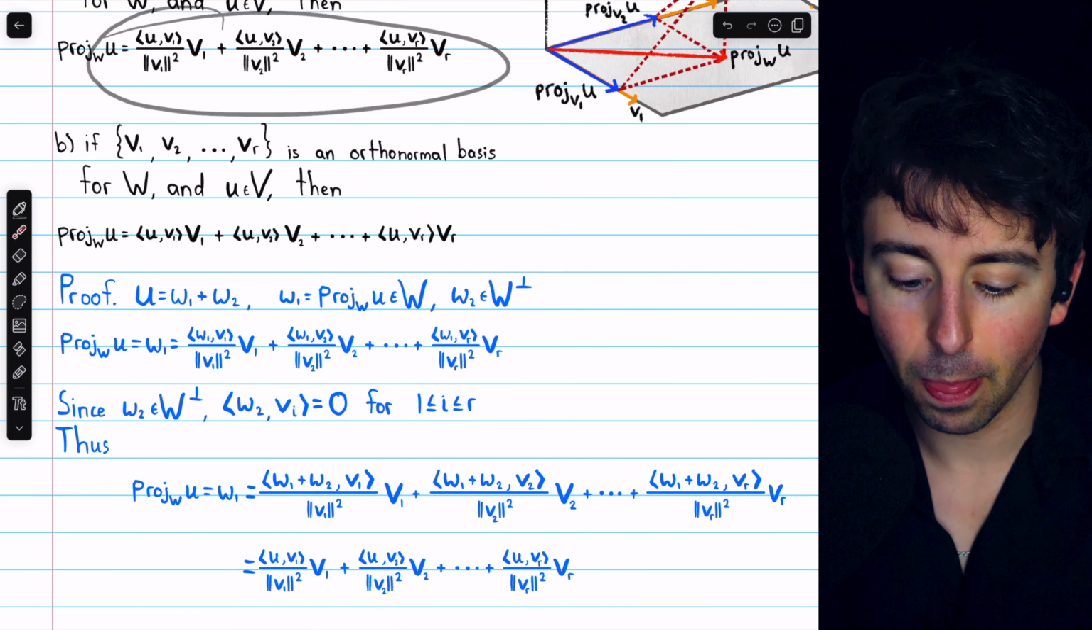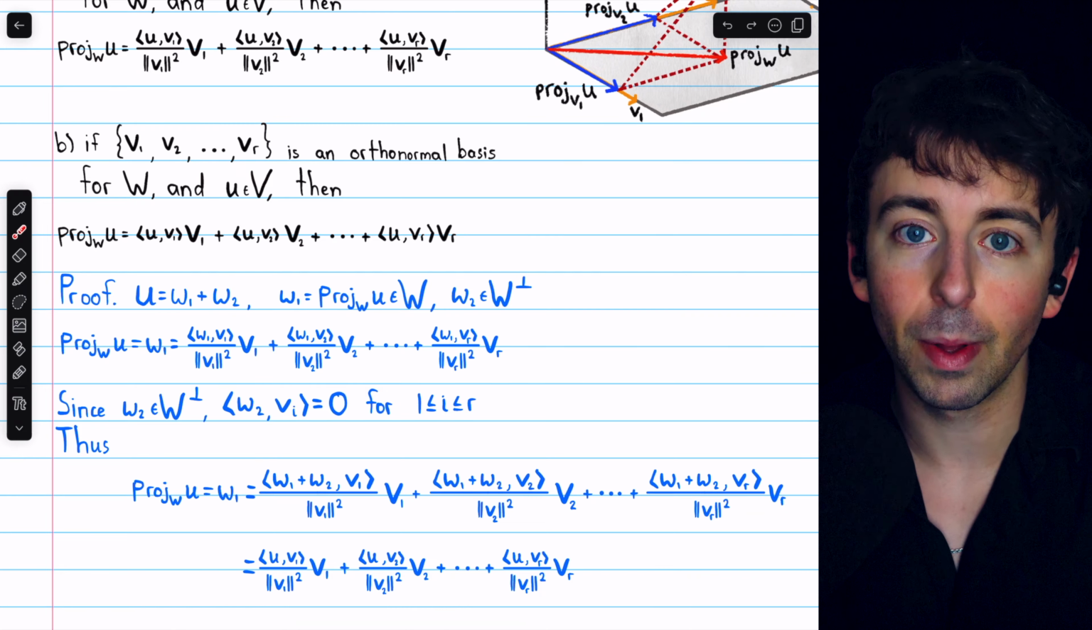Walking through this proof in a nutshell, we decomposed U with the projection theorem into a component that's in W and a component that's orthogonal to W. Then, we expressed the component that's in W as a linear combination of the orthogonal basis vectors using a previously proven theorem, link in the description, for writing a vector as a linear combination of orthogonal basis vectors.